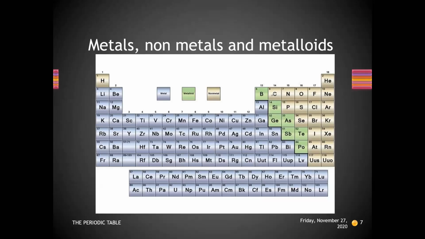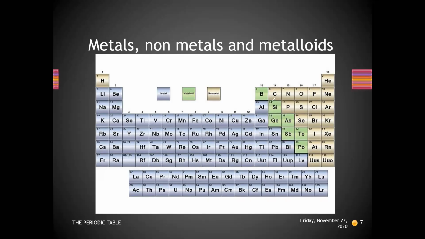You can see what we will do. We will draw a staircase, a boundary. The elements which are below this boundary or on the left hand side, these all are metals. The part which is shown in green, these are metalloids. Metalloid means some properties resemble metals and some properties resemble non-metals. And on the top of this, these are known as non-metals.